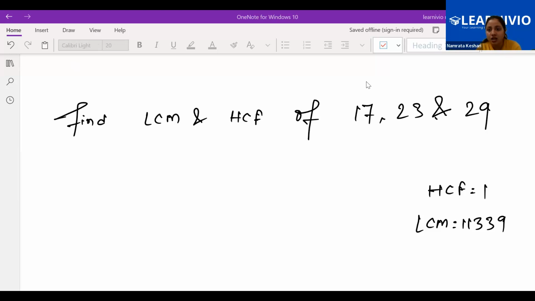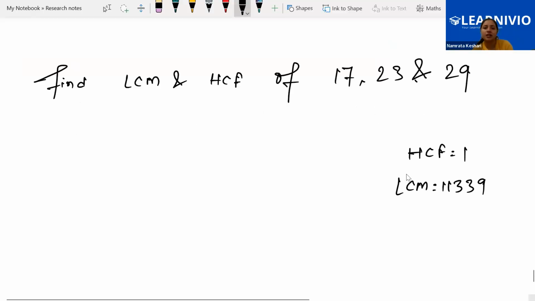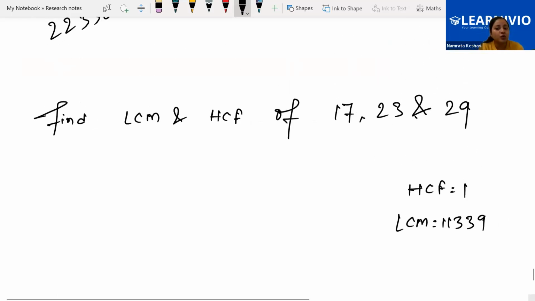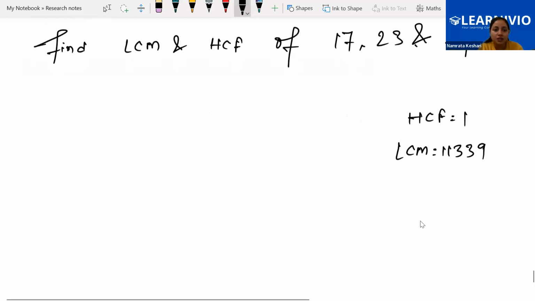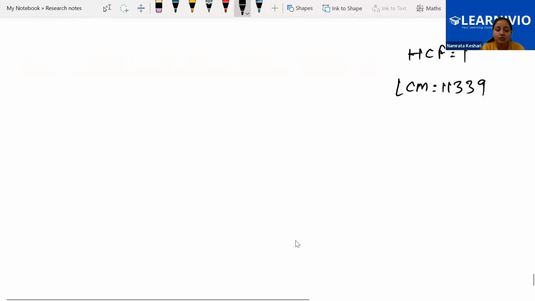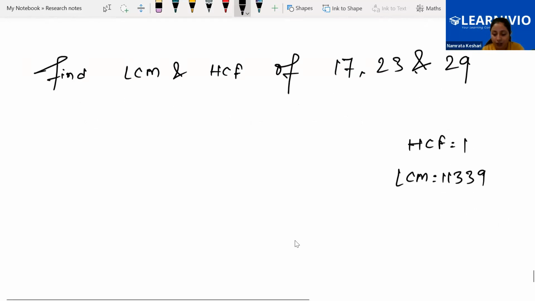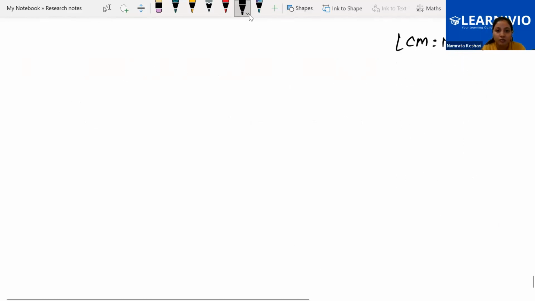Yes, I can see these three are prime numbers, so HCF will be 1. LCM we need to check by doing the multiplication. Okay, so if you all are getting the same answer, this will be the answer. Let's move ahead. Let me check it quickly, whether the LCM you have taken out is correct or not. Yes, this is the LCM we'll be getting. Okay, let's take the next question.